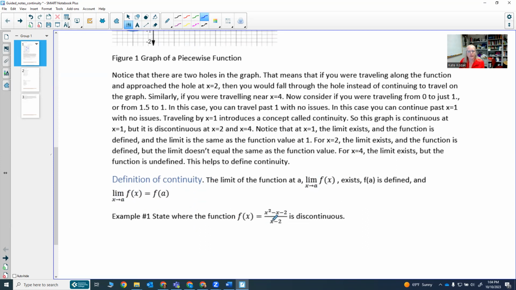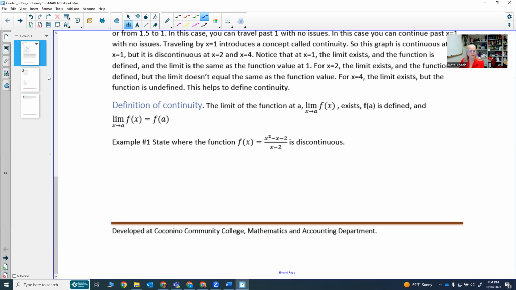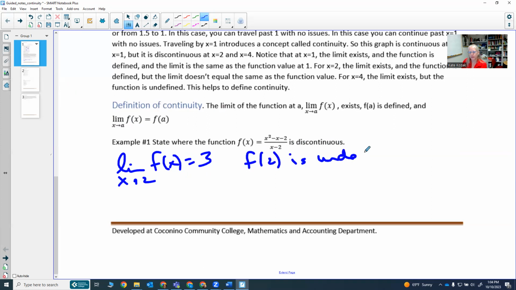State where the function f of x equals x squared minus x minus 2 over x minus 2 is discontinuous. So, suppose the limit as x goes to 2 of f of x equals 3. But f of 2 is not defined. So the function is discontinuous at x equals 2.